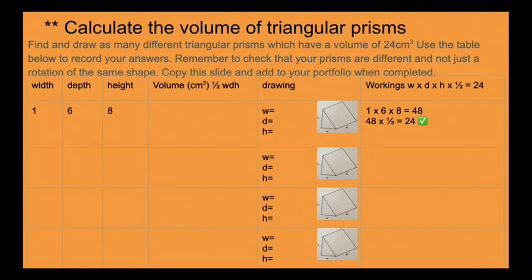So your task is to calculate the volume of triangular prisms. I've done one for you, and I'd like you to try to find all triangular prisms which have a volume of 24 centimetres cubed. So you can see on this one, I've got a small green check mark or tick mark showing that the volume is 24. So experiment with different values, put the values into the width, depth, height column, and calculate the volume by using that formula, half WDH, half times the W times the D times the H.